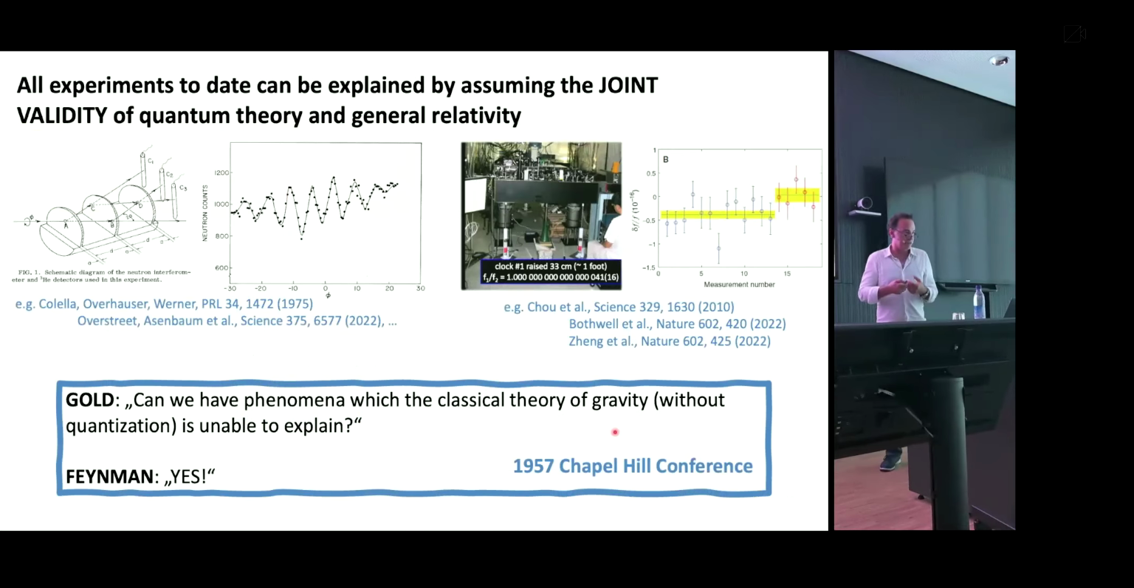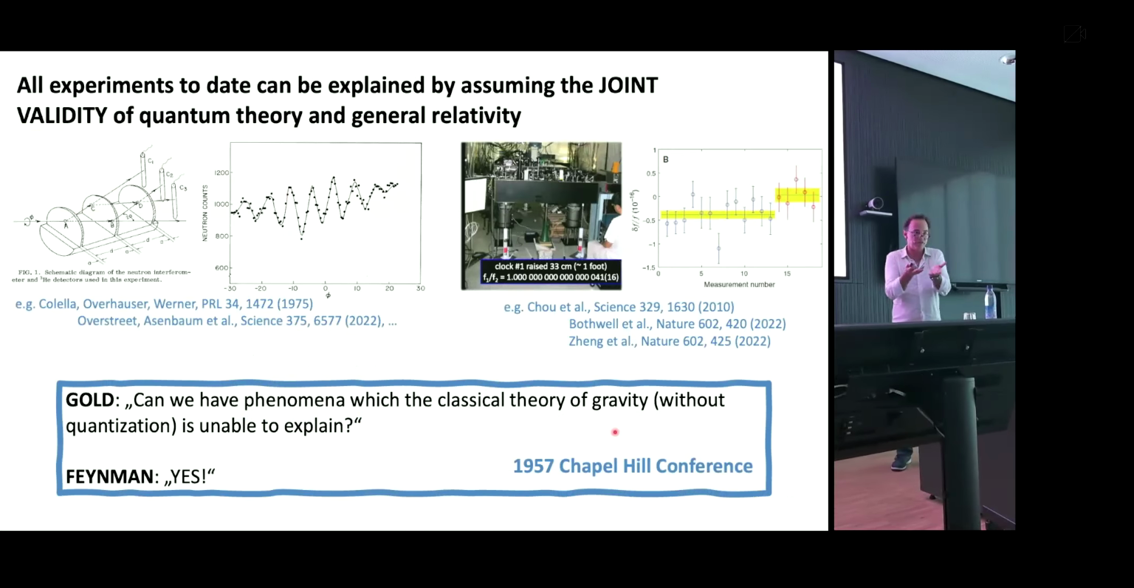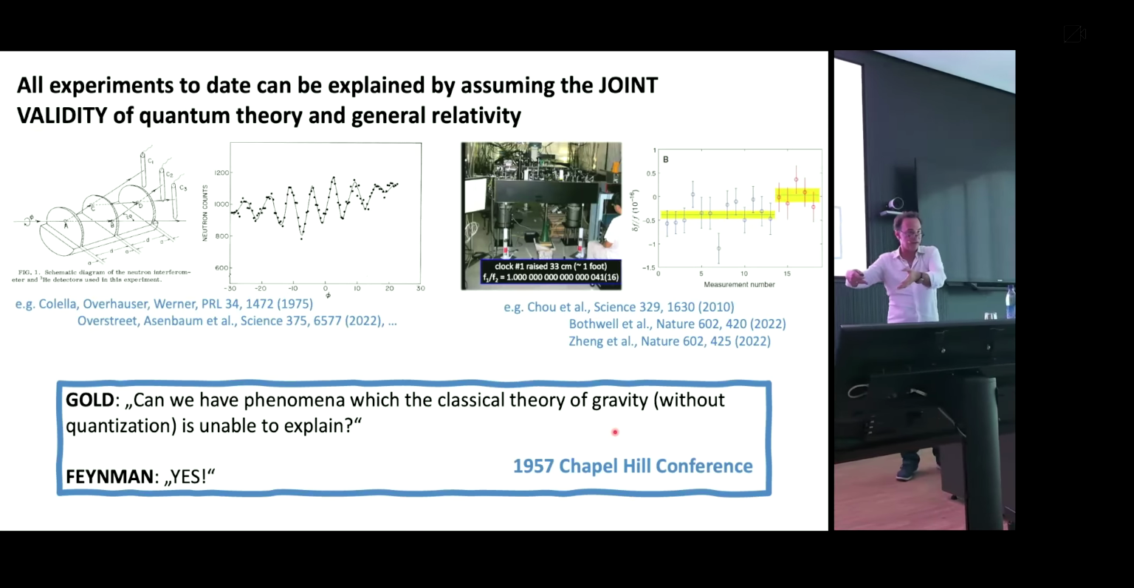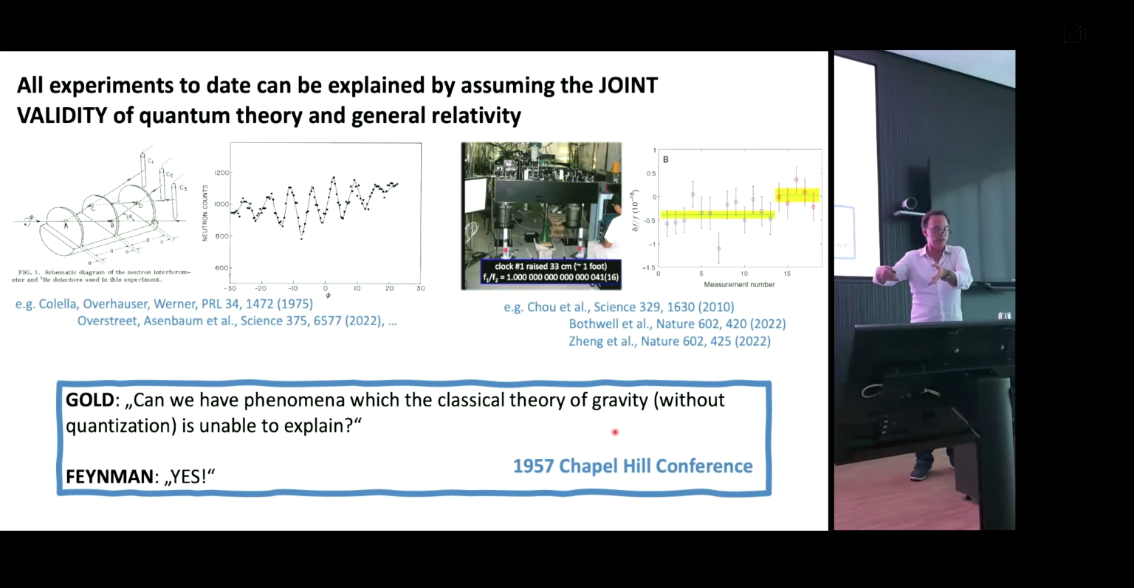We have experiments to date at the interface between quantum physics and gravity, all of which can be described by assuming the joint validity of quantum theory on the one hand, to describe the quantum system in the experiment, and of classical gravity, namely general theory of relativity, on the other hand, to describe the gravitational field present in these experiments.